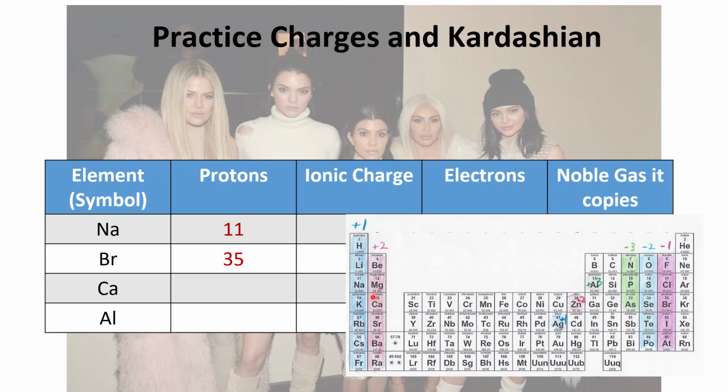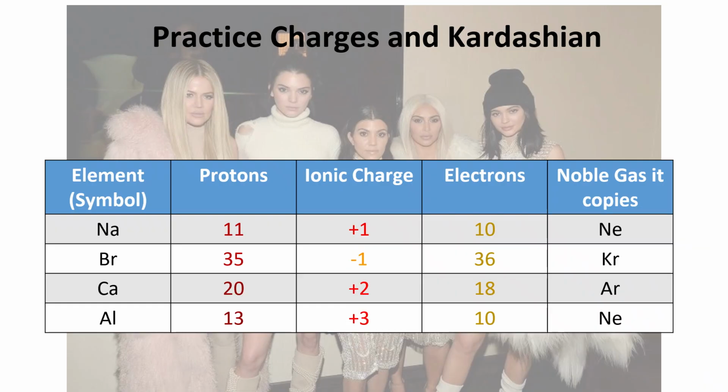Calcium, number 20. It's easier for it to go backwards 2 to be like argon, which is number 18, so it'll have 18 electrons to look like argon, but with 20 protons, that'll give it a +2 charge. And then aluminum over here is +3 because it has 13 protons. It's easier for it to lose 3 of those electrons to be like neon and have a +3 charge. So that's how this gets all filled out.